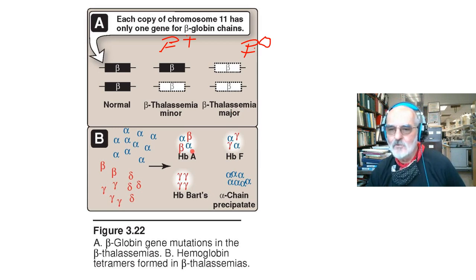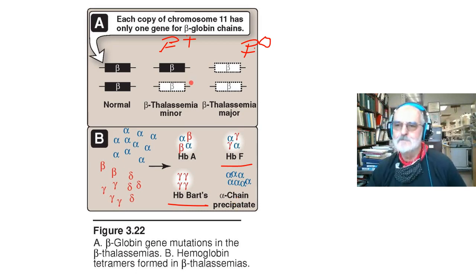So in this case, you have reduced amounts of beta chain. Again, you can't make normal tetramers. You again will form tetramers made of just fetal hemoglobin Barts. And then you will tend to form tetramers made of the alpha and the fetal forms. This is known as hemoglobin F. It also doesn't function very well in terms of oxygen binding. And then the excess alpha chains will also tend to precipitate.